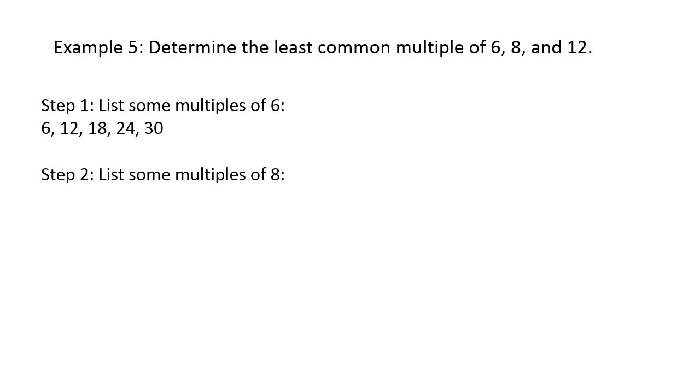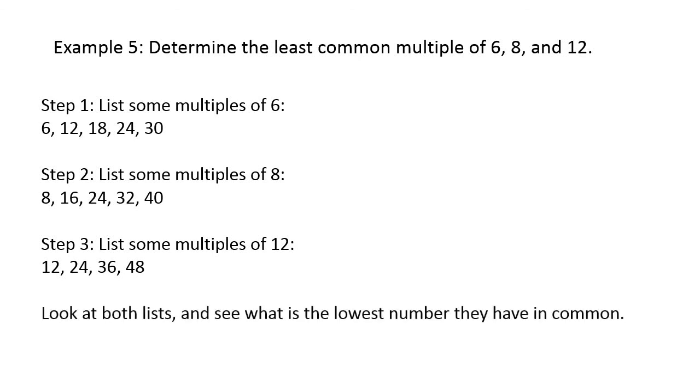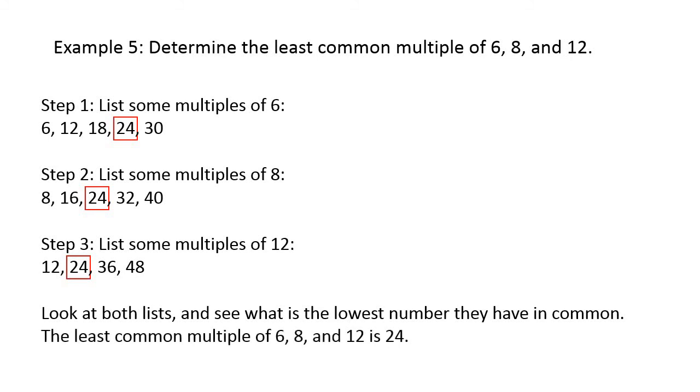Step 2. List some multiples of 8. So these are the lowest multiples, starting with that number 8. And so we have 16, 24, 32, 40. And then list some multiples of 12. 12, 24, 36, 48. Now look at both lists and see what is the lowest number they have in common. And that number is 24. So the least common multiple of 6, 8, and 12 is 24.